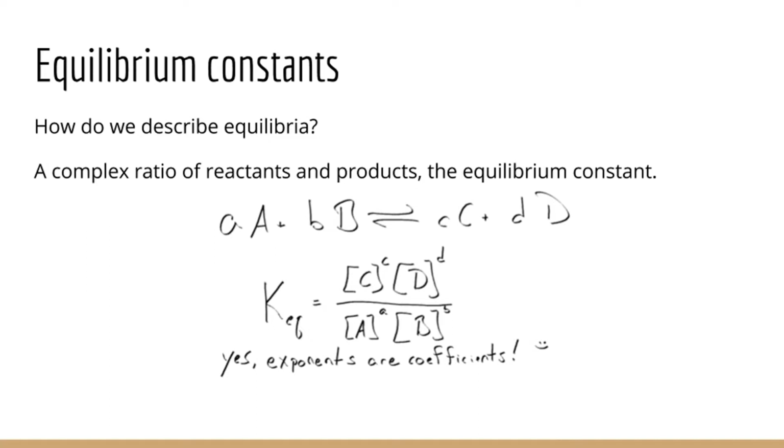So for this reaction, A plus B going to C plus D in equilibrium, the equilibrium constant, that's K_eq, capital K, sub eq, is equal to the concentration of C raised to the c times the concentration of D raised to the d, divided by the concentration of A to the a and the concentration of B to the b. In this case, the exponents are the coefficients. The equilibrium constant is nice and easy to remember. Products divided by reactants.